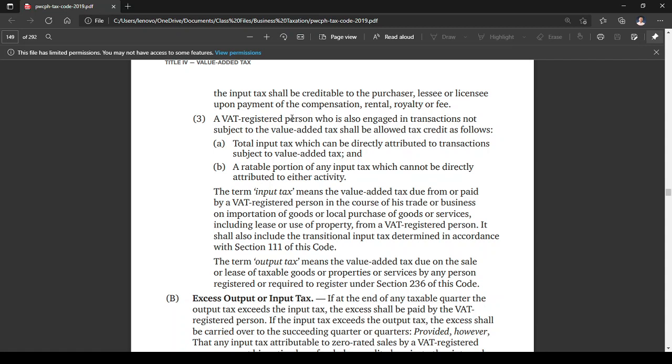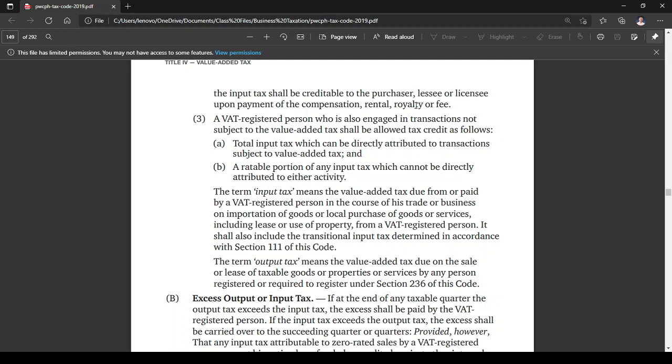So number 3, a VAT registered person who is also engaged in transactions not subject to the value added tax shall be allowed tax credit as follows. Total input tax which can be directly attributed to the transaction subject to value added tax. A rateable portion of any input tax which cannot be directly attributed to either activity. Okay, so sabi lang, so on number 3, this is a VAT registered person na may more than one transaction or more than one service.